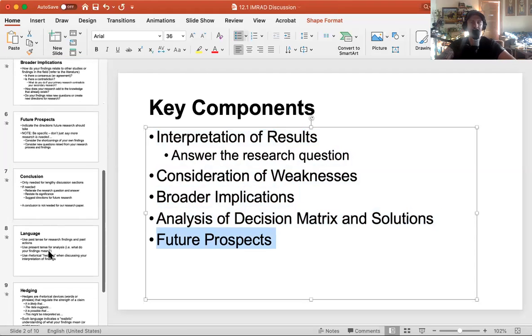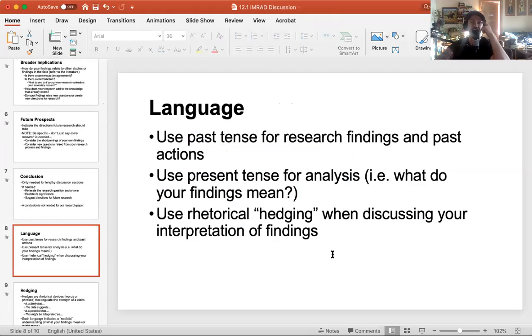Okay. Language. Use past tense for research findings and past actions. Use past tense for analysis and things that are still true. So if it's still true today, you can use present tense. And then just make sure that you're hedging. Okay. So you want to be careful with how you treat your information. Because you surveyed 10 people and asked them what their opinion on student stress is, you now can't say that it's a fact that every student struggles with student stress, right? Do you guys understand the hedging issue there?